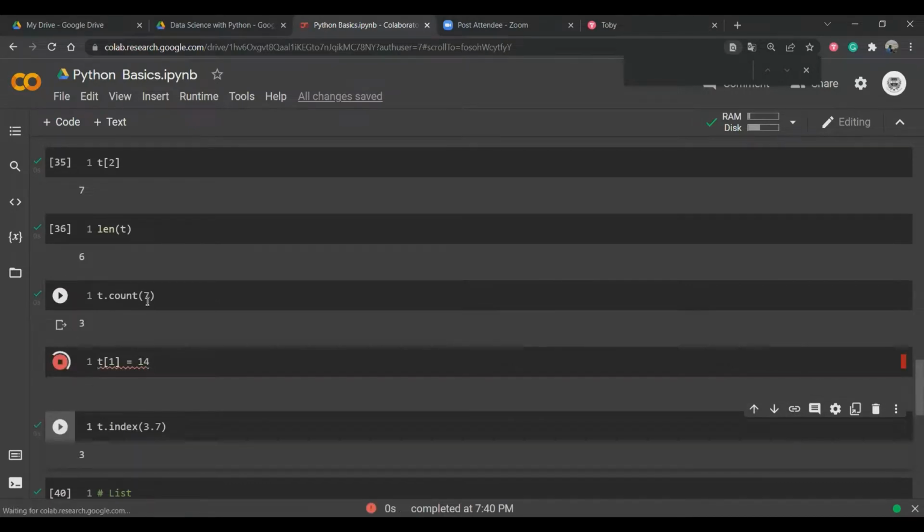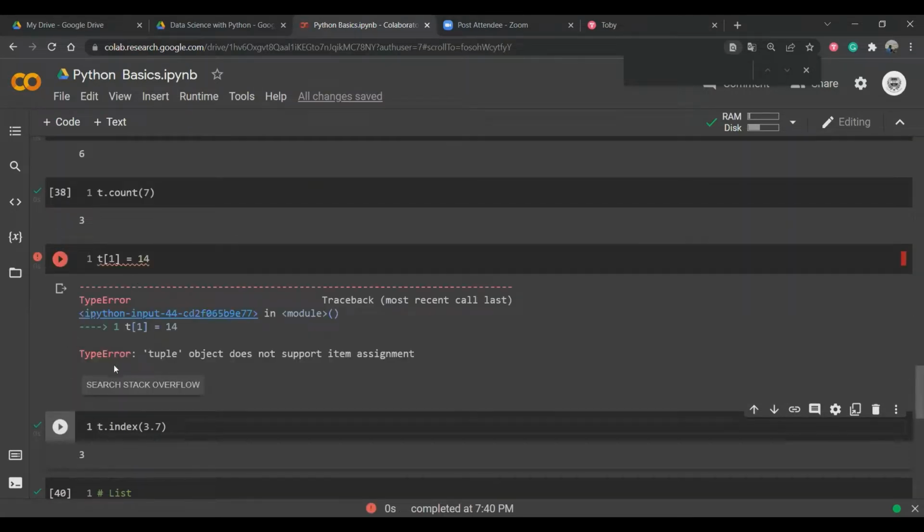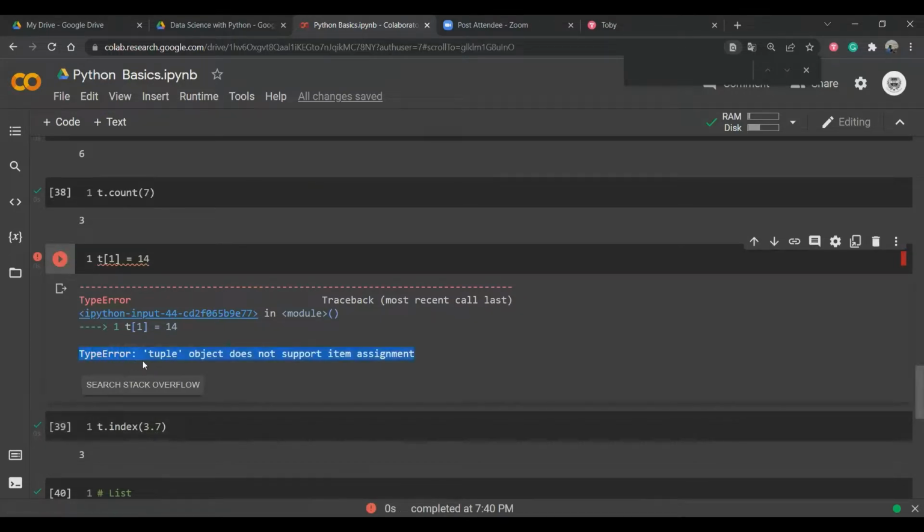If I try to do this, it will give me an error. What error am I getting? Type error, tuple object does not support item assignment. It means that updation or modification at any point of time is not possible in case of a tuple, and that is why it is called immutable.